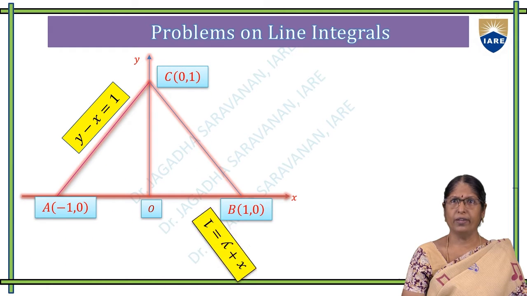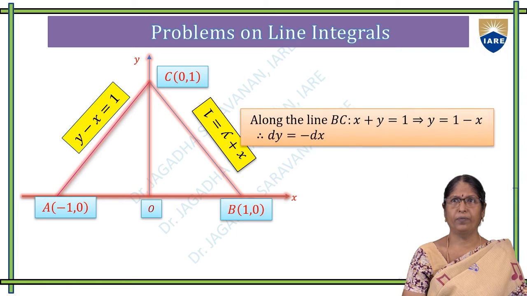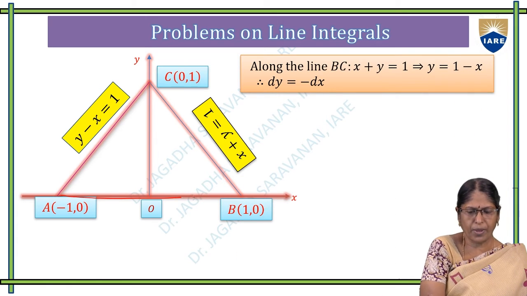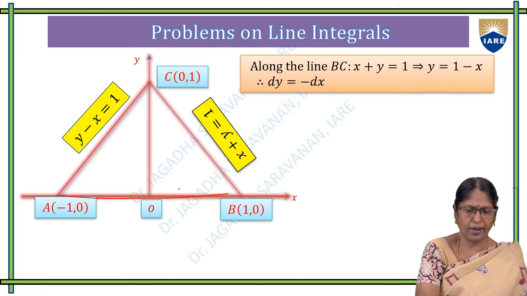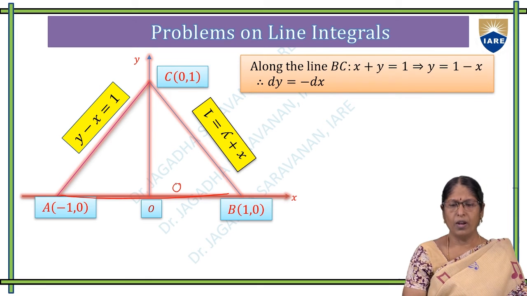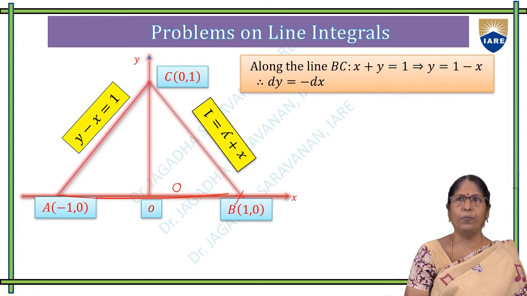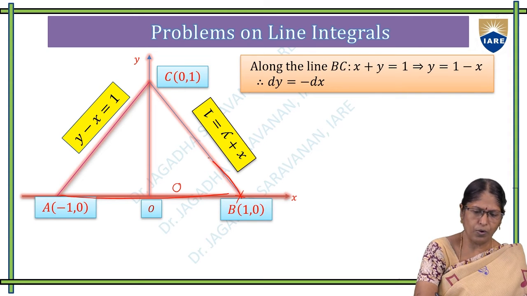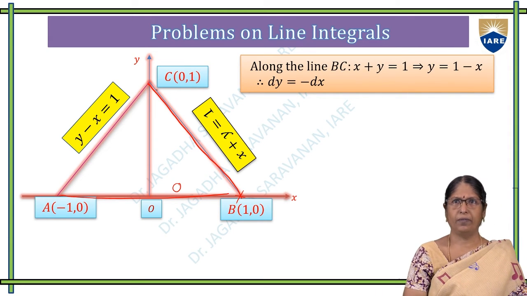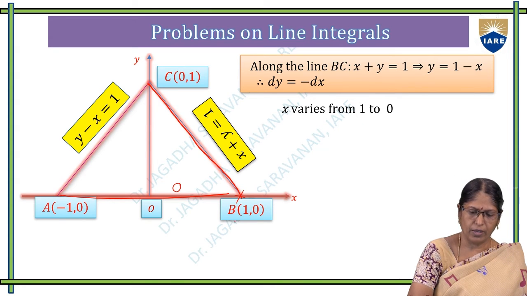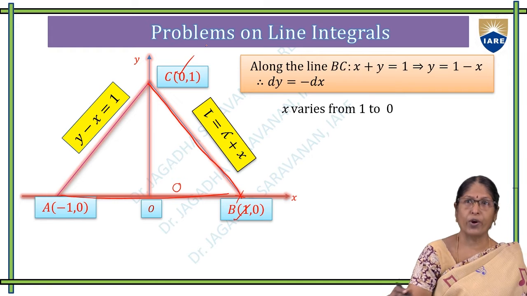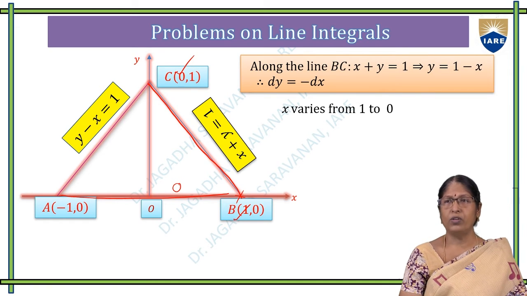So the next one, we can see it very well. We completed from A to B and obtained the result 0. Now we are at the point B, and from B we are going to move to C. Now x varies from 1 to 0, as we can see from the coordinates.